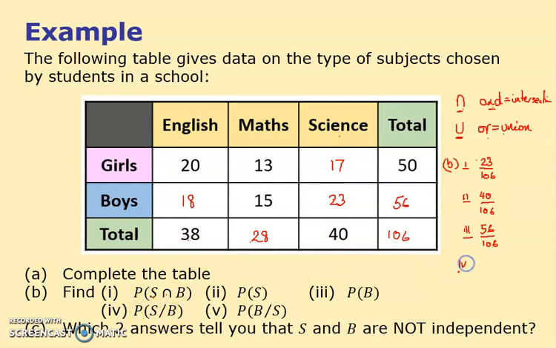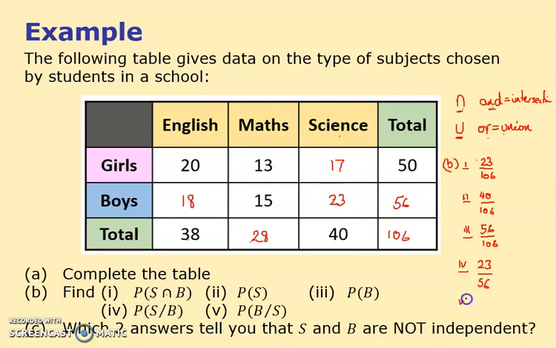4. It says probability of doing science given that I am a boy. Right? Given that the person is a boy. So how many do science? Well, obviously it's 23. Now, how many boys are there? Well, it's 56. So effectively we're restricting it just to this. That's why it's now out of 56.